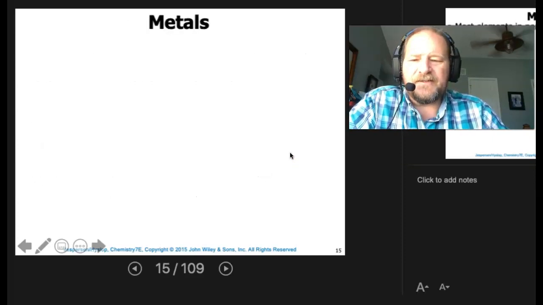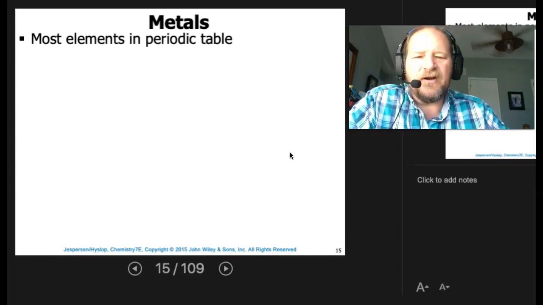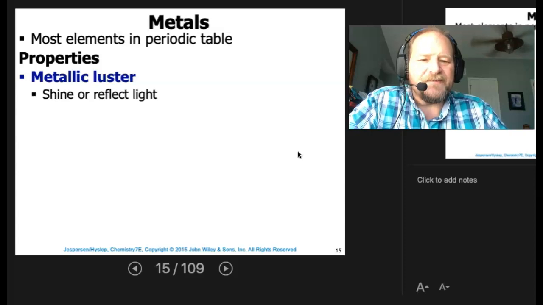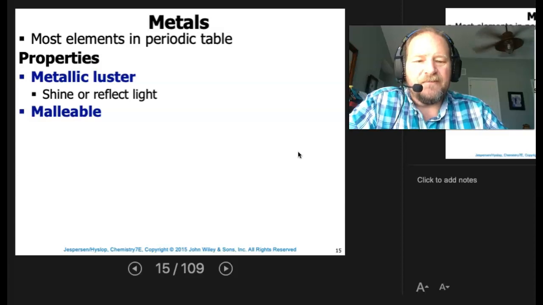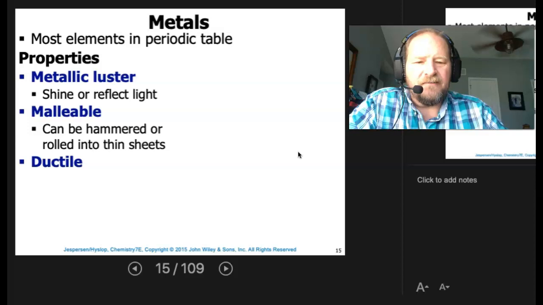All right. So let's turn our focus to metals. Most elements in the periodic table are going to be metals. For properties, they typically will have a metallic luster, which means they have a shine or they reflect light. They're typically malleable, which means we can hammer them or roll them out into sheets. They're ductile, which means we can draw them into a wire.